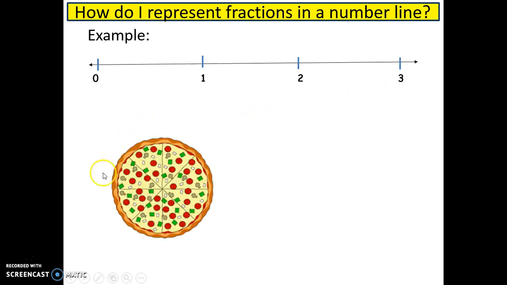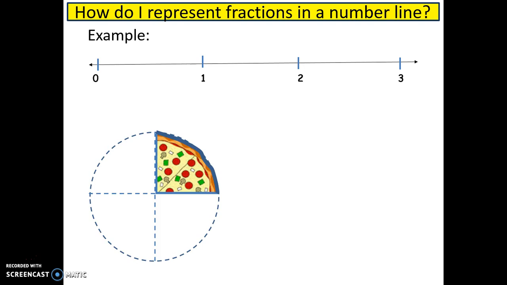Now, assuming that I have one whole pizza by itself, this is represented by this part of the number line from 0 to 1, which is one whole. Now, what if I have only 1/4 of the pizza? 1/4 means it's one equal part out of the 4 equal parts.